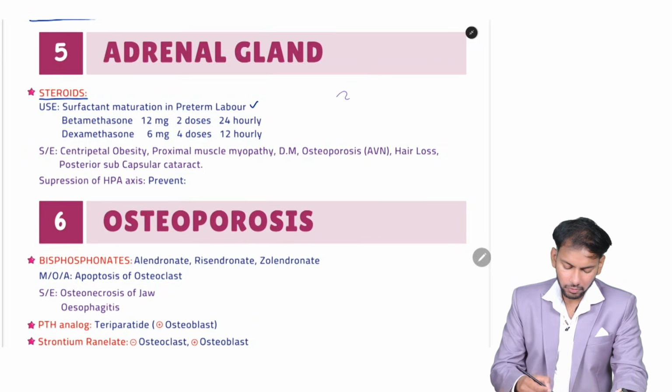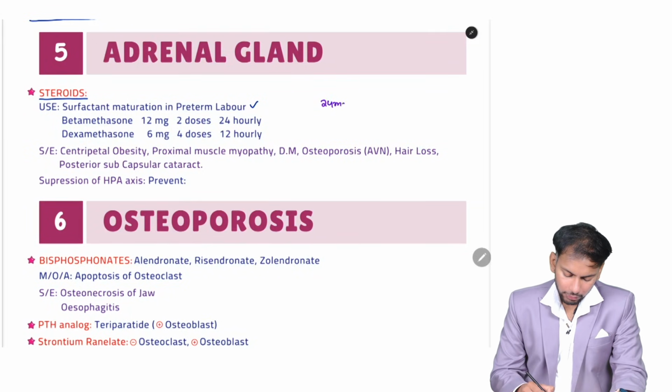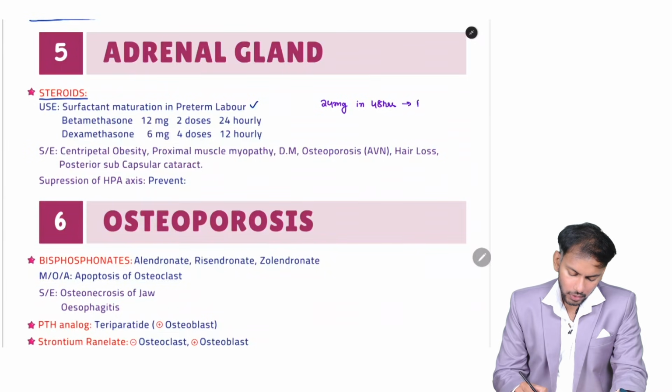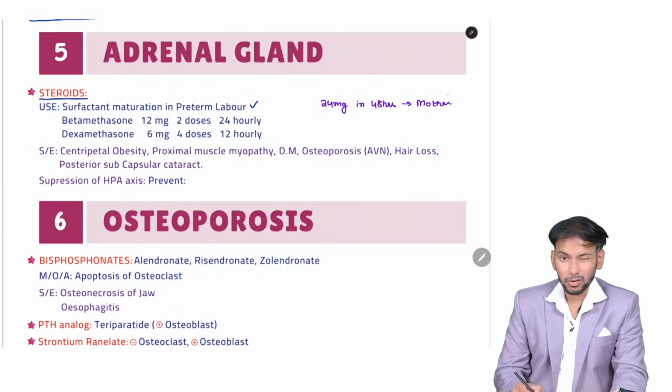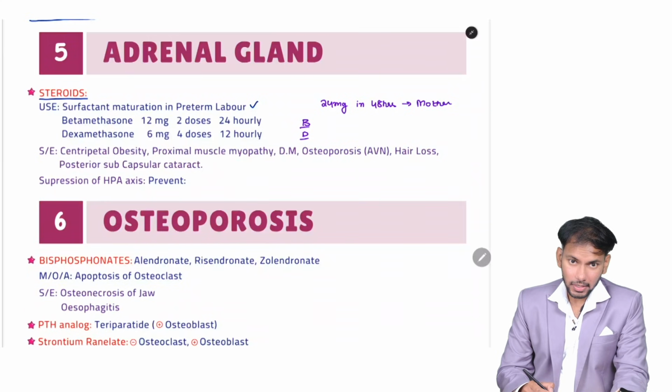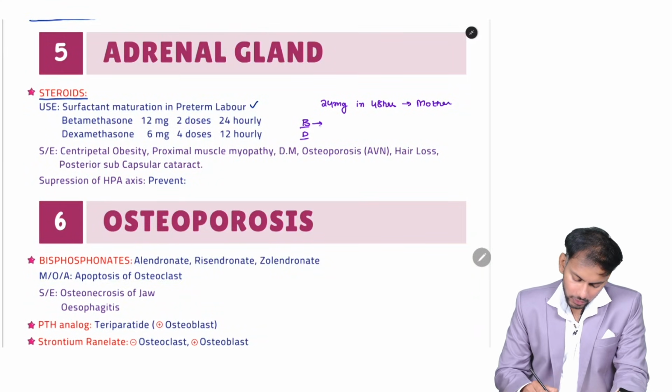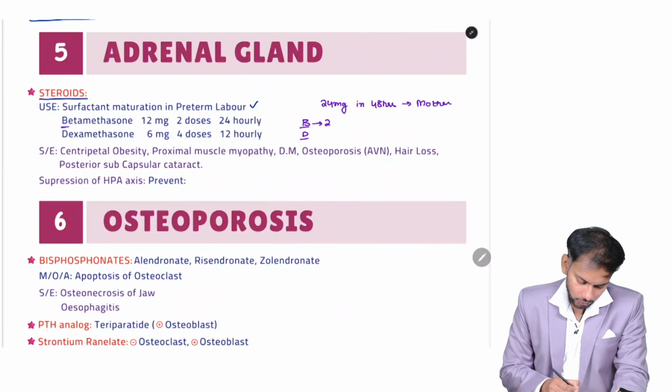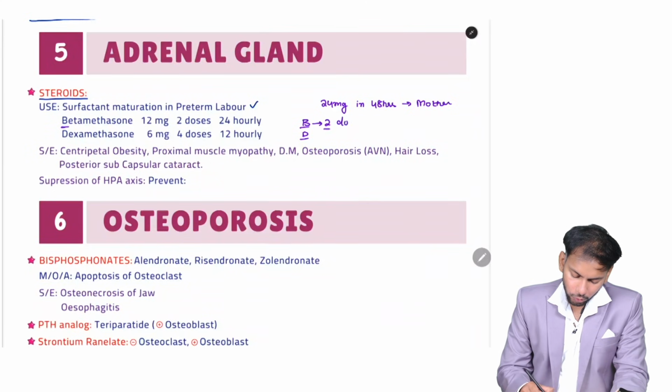Now, what is the dosing for this? You have to give 24 mg in 48 hours to the mother. Now, we can give two steroids. What are they? B and D. Betamethasone, dexamethasone. Betamethasone has B as the second letter, so you will give 2 doses. Dexamethasone has D as the fourth letter, so you will give 4 doses.